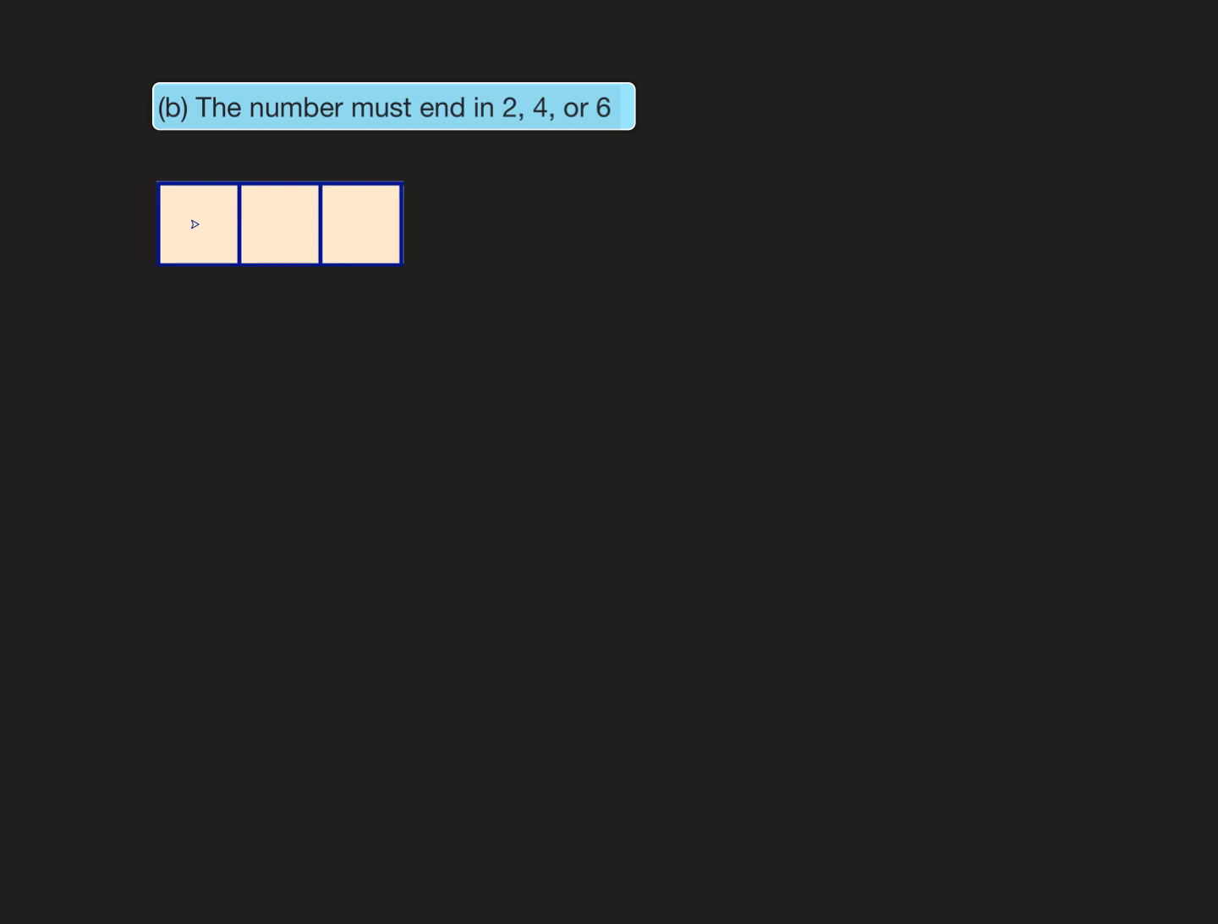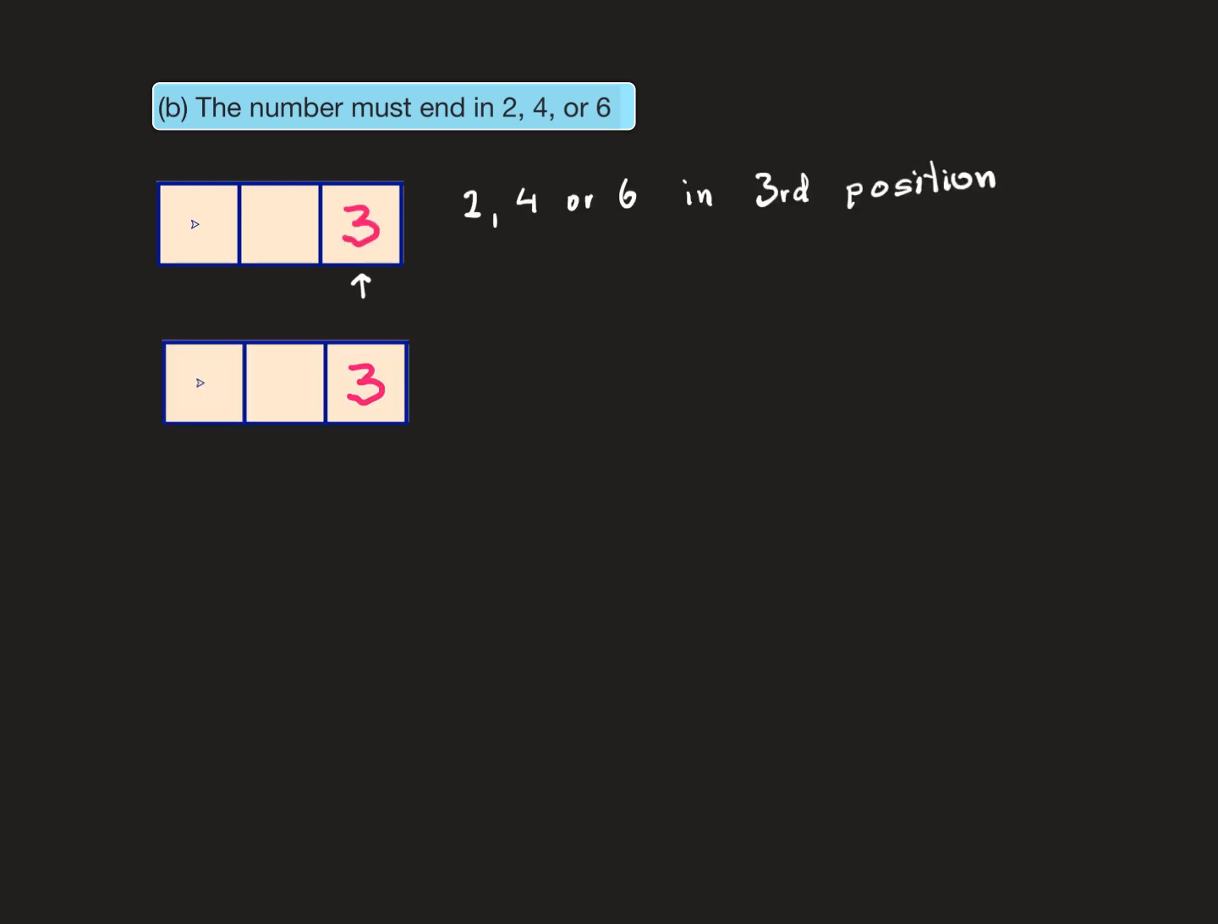Now we have a different problem because the number must end in 2, 4 or 6. So we will start with the third position, and we know that we can only put in this third position 3 numbers, 2, 4 or 6. Now we can go back to the first position and fill that in.